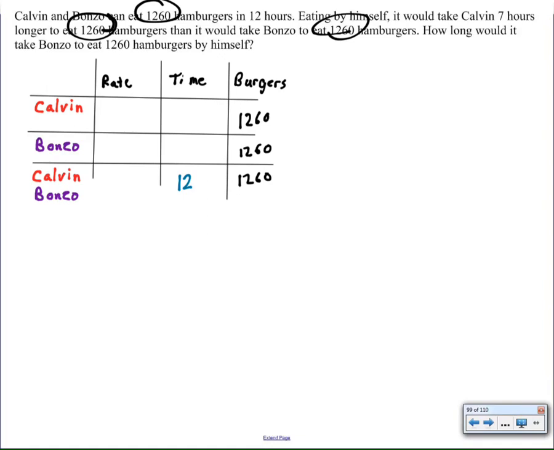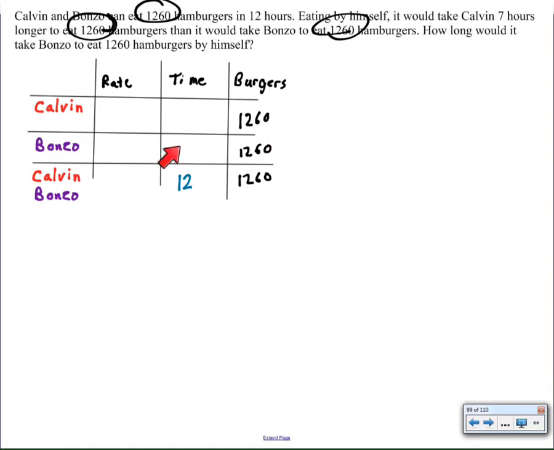12 is the hours that it took for the two, Calvin and Bonzo, to eat the 1,260 burgers. The other thing that I know I'm going to use to fill in my table is it says how long did it take Bonzo to eat 1,260 burgers by himself. So this right here, this Bonzo box, is going to represent the time that it takes, which is the time that I'm looking for.